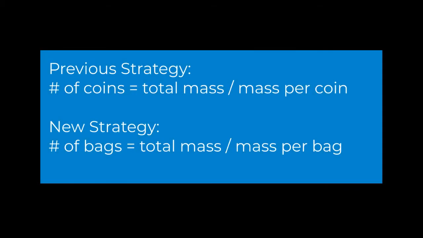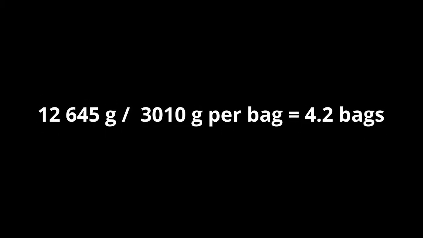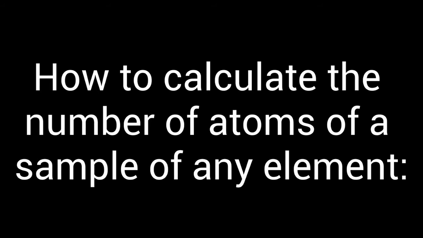Well, let's use the same strategy. You need to know how much a bag of coins weighs. Each bag of coins has a mass of 3,010 grams. So we divide the total mass of all the coins, 12,645 grams, by the mass per bag, 3,010 grams. That equals 4.2 bags of coins. Can we have 0.2 bags of coins? Yes, we can. So this example shows you the process of figuring out how to count the number of atoms in any element that you can find on the periodic table.